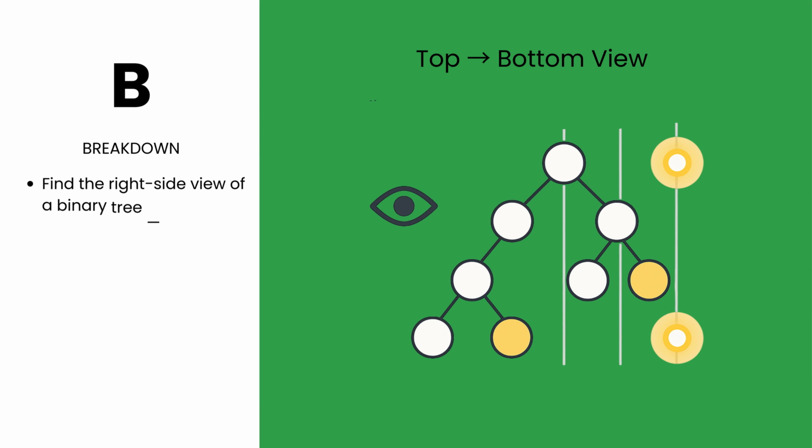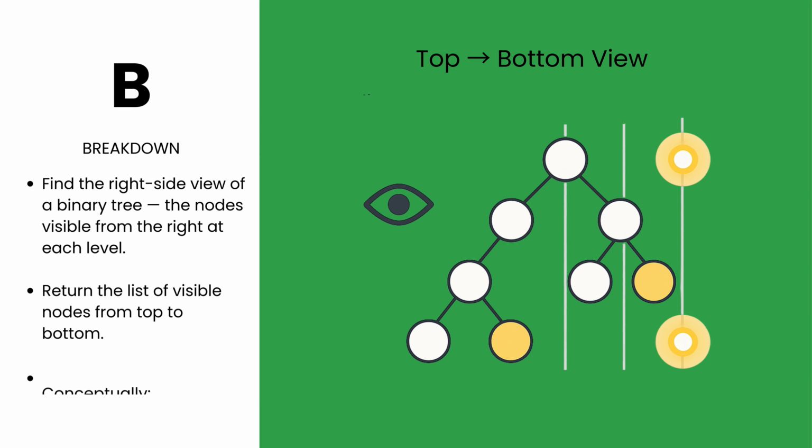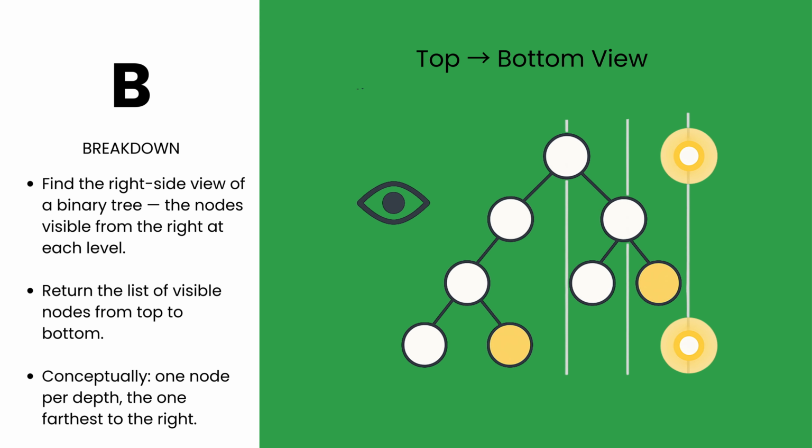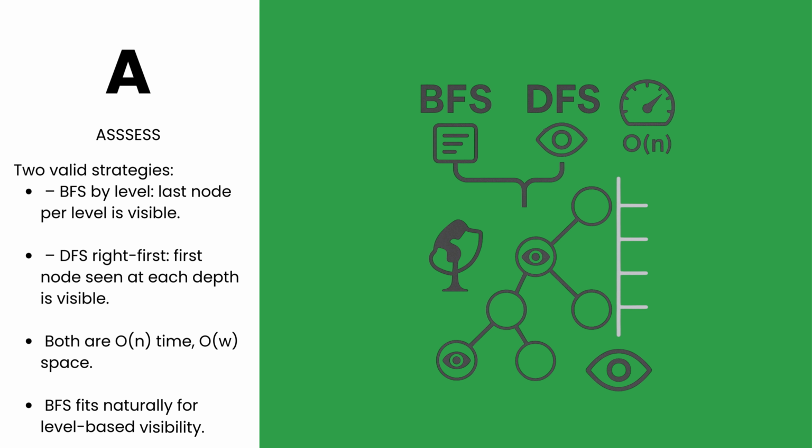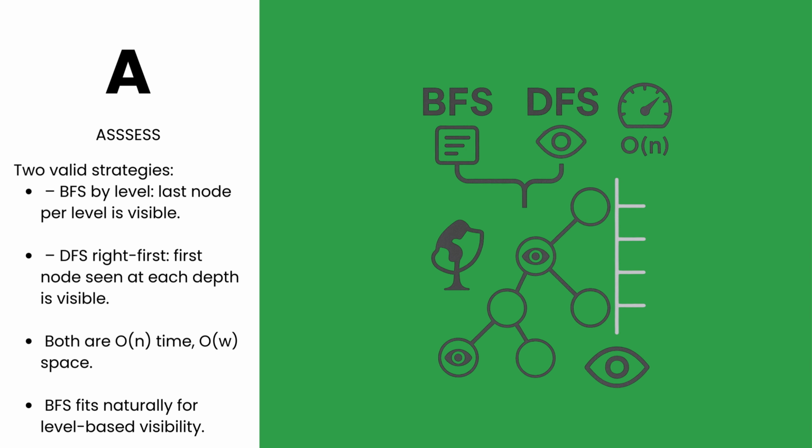We're given a binary tree and asked to return the values of the nodes that are visible from the right side, one per level, from top to bottom. There are two clean approaches. You can use BFS, where the last node you see in each level is the visible one, or DFS, where the first node you visit at each depth, going right first, becomes the answer. Both take O(n) time, but BFS naturally fits the idea of one value per level.